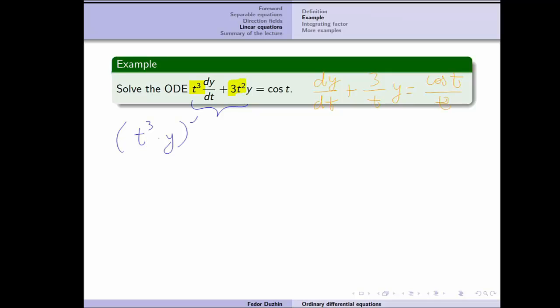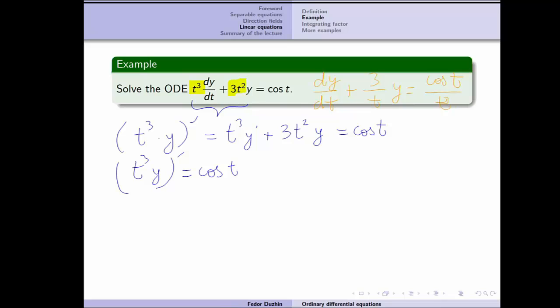If you don't believe me, let's verify it. If you differentiate the product t cubed times y by the product rule, you get t cubed times y prime plus the derivative of t cubed, which is 3t squared, times y. Correct? That's exactly the left-hand side of our differential equation, and it is supposed to be equal to cosine t. So the derivative of t cubed y is cosine t.